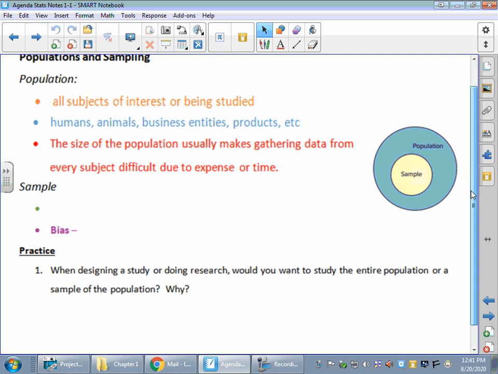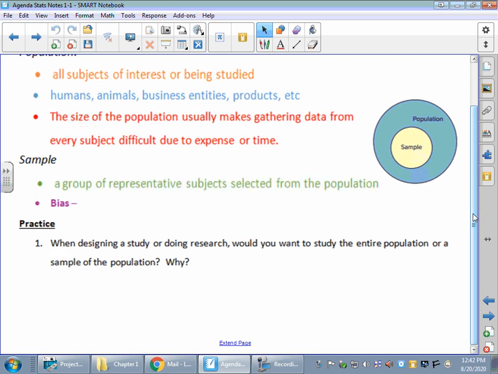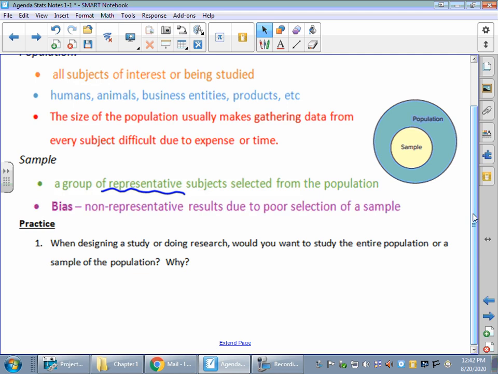So population is everything being studied. A sample is a group of representative subjects selected from the population. Representative is a really big word in there. We want it to represent our population. So if we were doing a study and our population was all students of East China School District, and we said, okay, our sample is going to be Mrs. Nelson's 5th hour class, that may or may not be representative. So we'll talk a lot about that, and we'll talk about bias. Bias is when you do not have a good representation. So it's a non-representative result due to a poor selection.